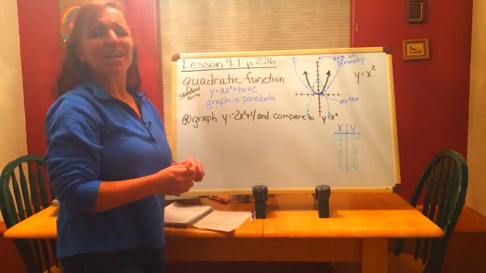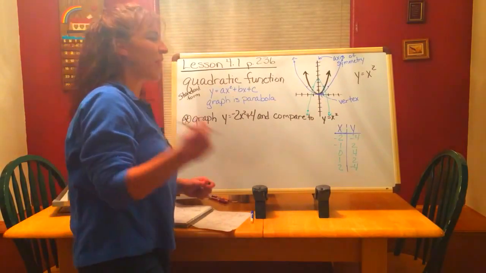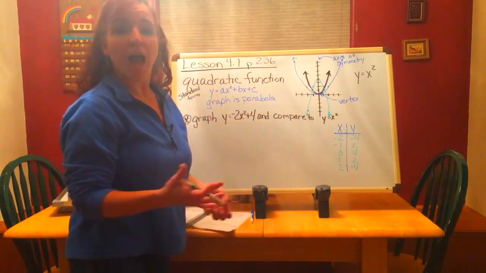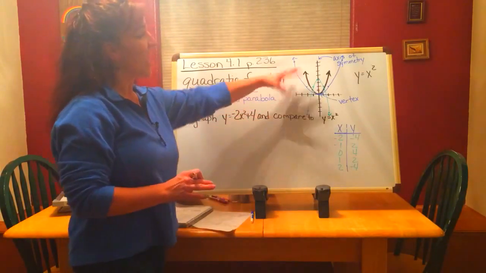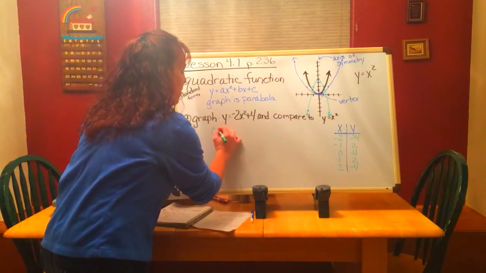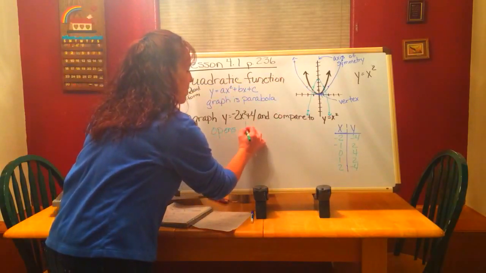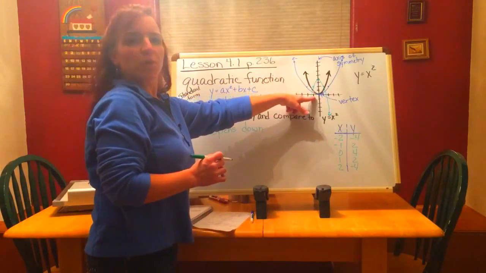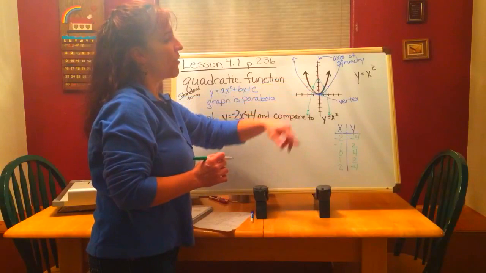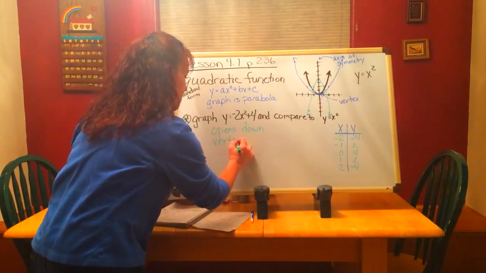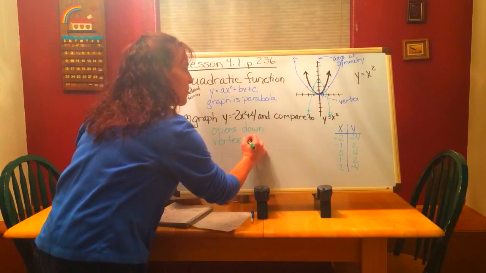And always remember, if I ask you to compare, please do so. All right, so you're going to compare it to the parent graph. You can see, first of all, the obvious thing is that this one opens down, whereas your first graph opened up. So the difference is it opens down. Your vertex is no longer at the origin. Your vertex is now up 4.